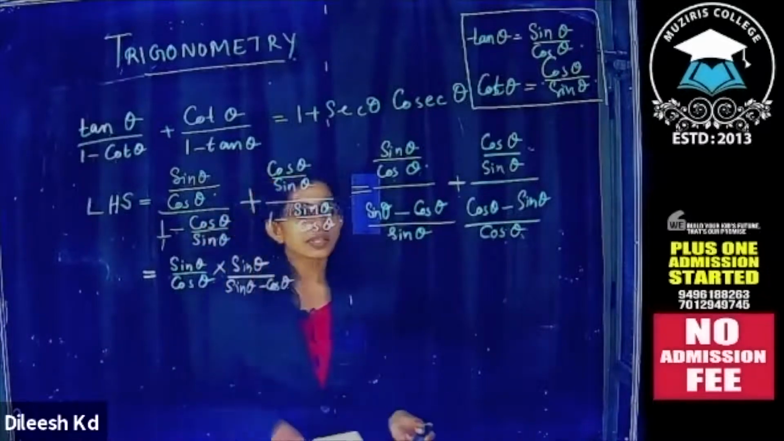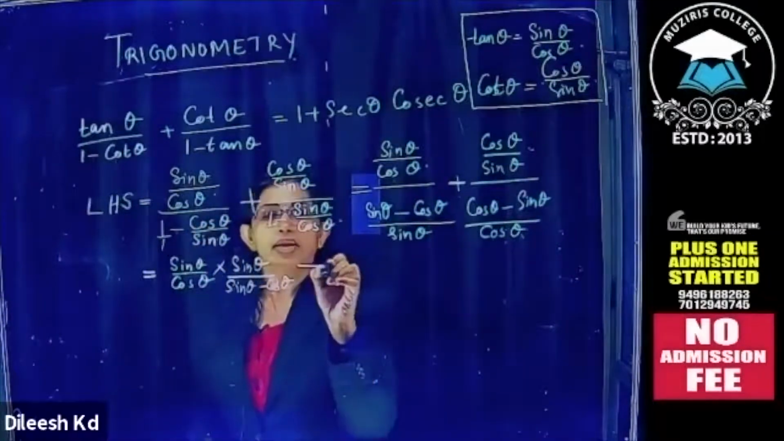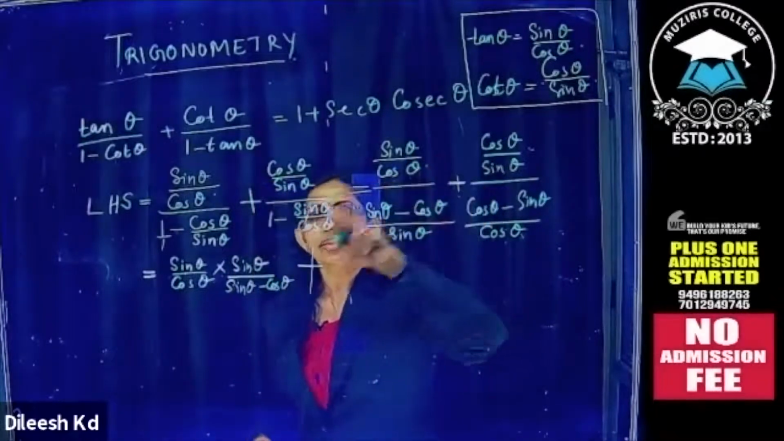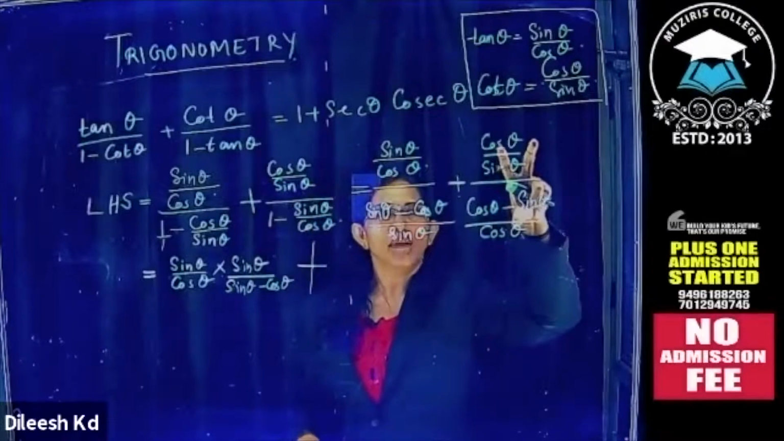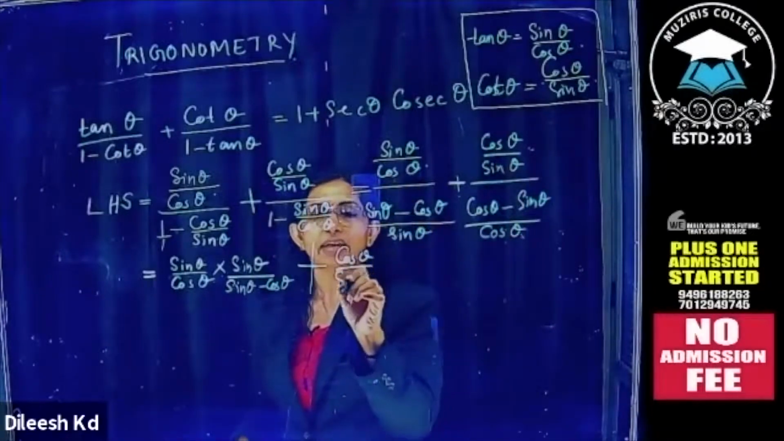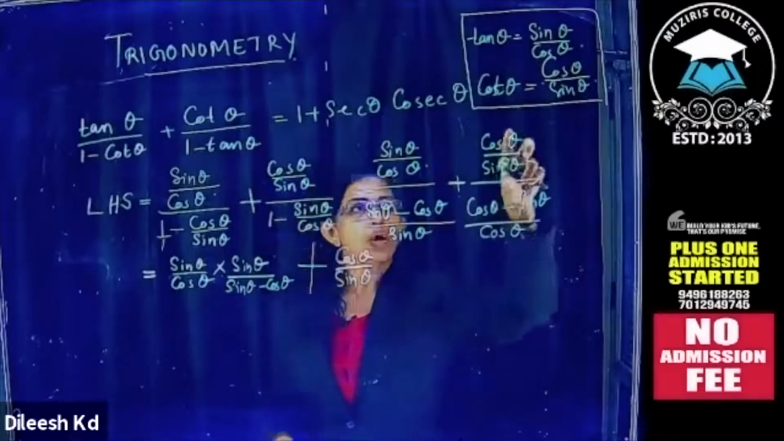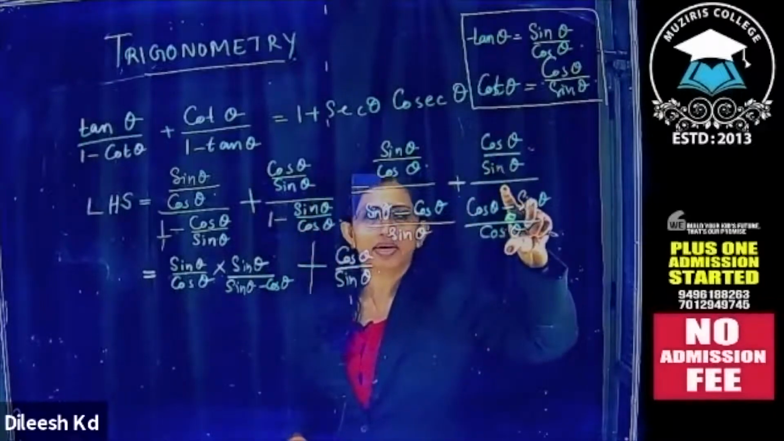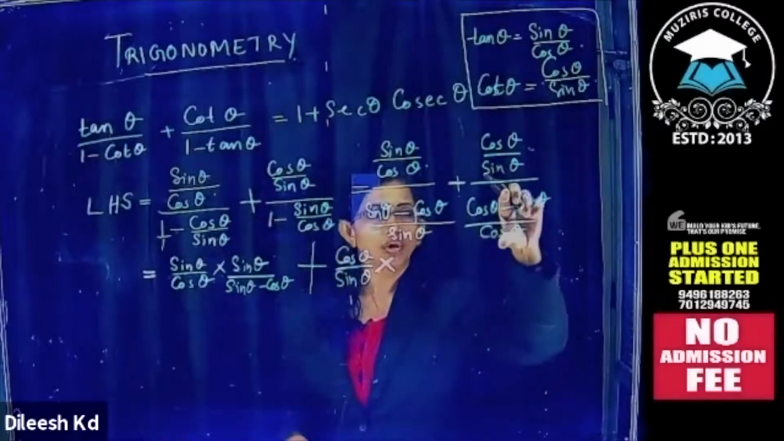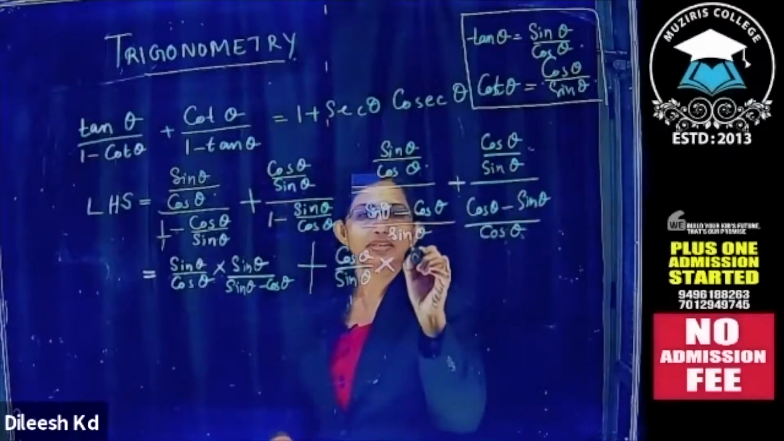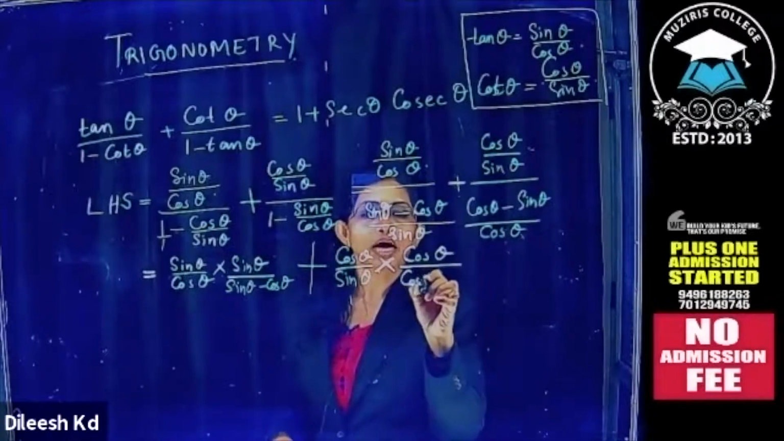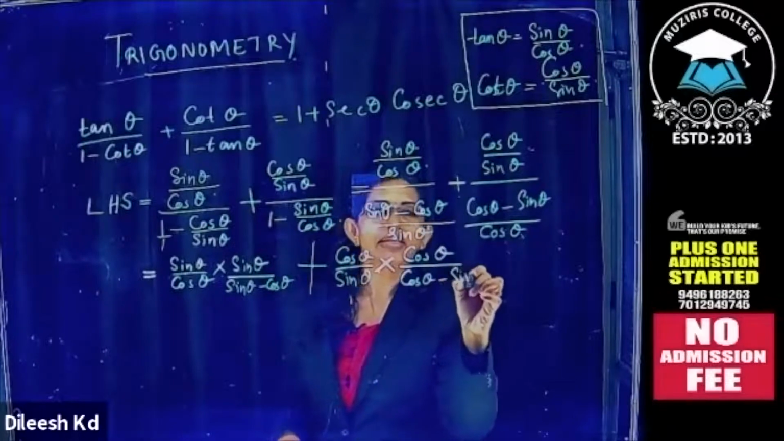Okay. Then what about the next term? Here I am writing plus. See, here we have a plus. The same plus I am writing it here. After that we have another term. The term is cos theta divided by sin theta. See, this one also has a denominator, a fractional denominator. So we can take the reciprocal of that denominator. What is that? It is cos theta divided by cos theta minus sin theta.